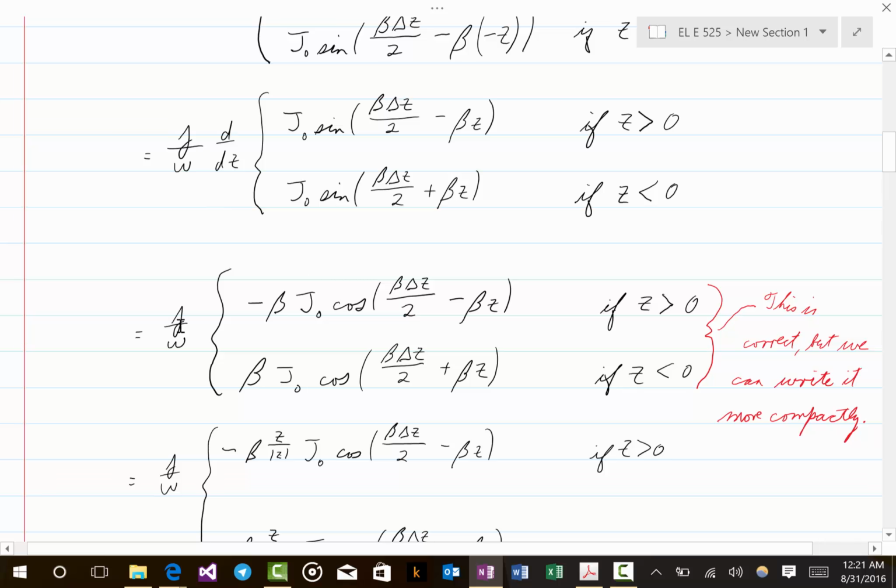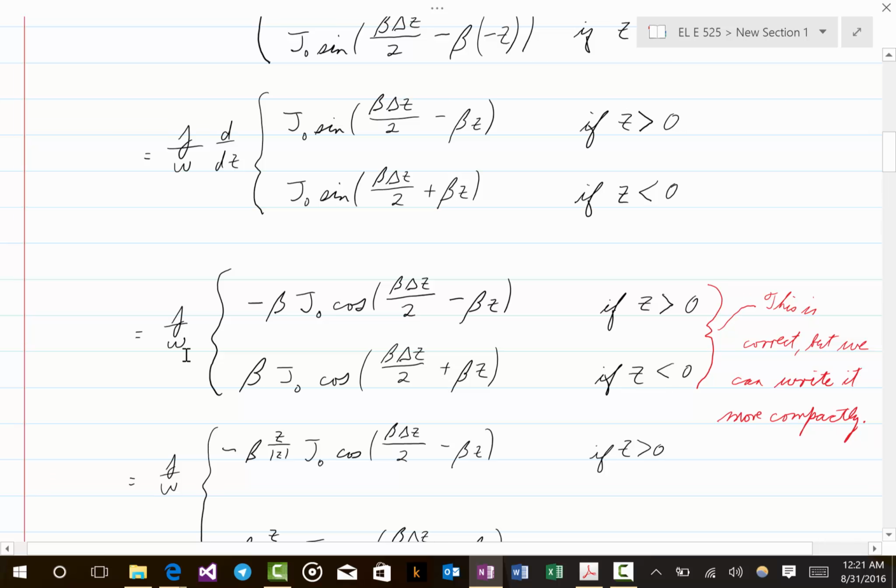We bring down the j over omega, and the j naught just comes right down because it is a constant. And then, again, this is sine of u, so the derivative is cosine u, and then du dz will be minus beta in this case, and plus beta in the second case. And so this is what we get after we take the derivative.